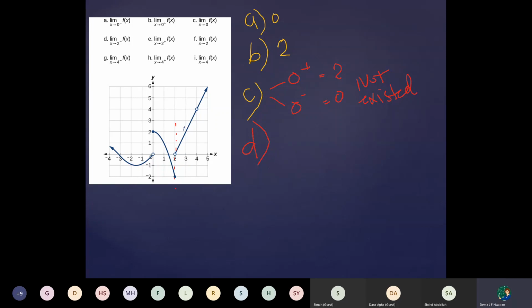This line is intersecting the 2 points, 0 and what? -2. Down here, -2. This line like this. Okay, 2, -2. If you draw this line, it's intersecting 2 values, 0 and -2.